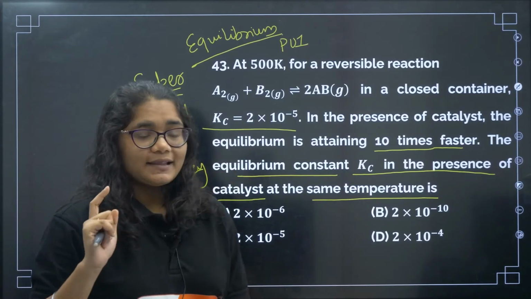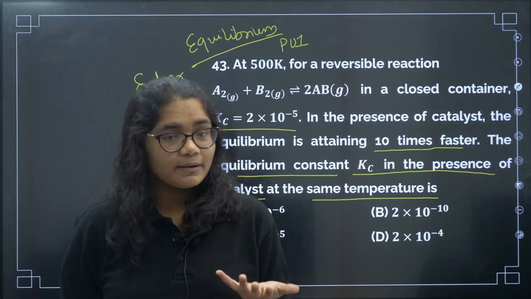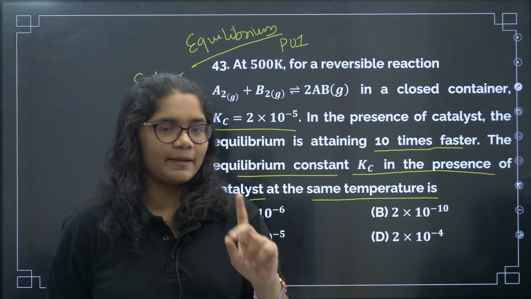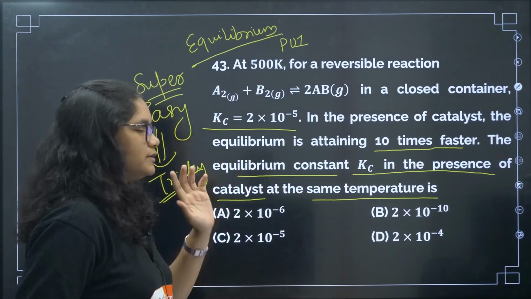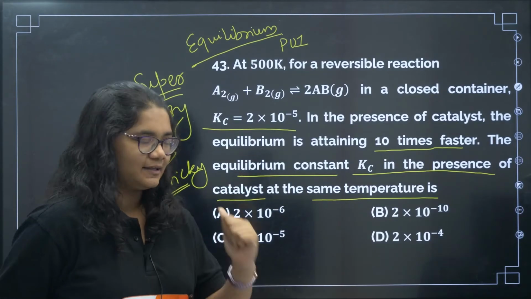You need to understand that by using the catalyst, equilibrium can be reached faster, but the equilibrium constant still remains the same, right? So that is why this was a question to trick you, but those students who have understood the concept correctly, whose fundamentals are strong, will not make a mistake in this question.